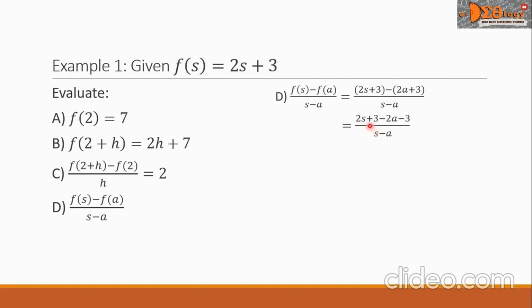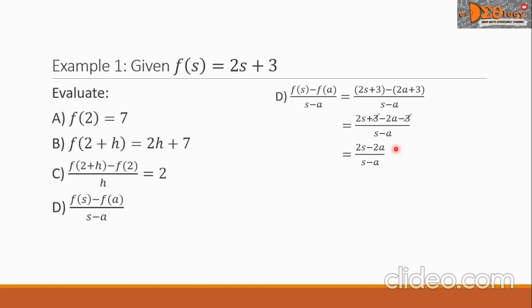Did you notice this is positive 3 and this is negative 3? When we combine together, it becomes 0. So we have now 2s minus 2a all over s minus a.